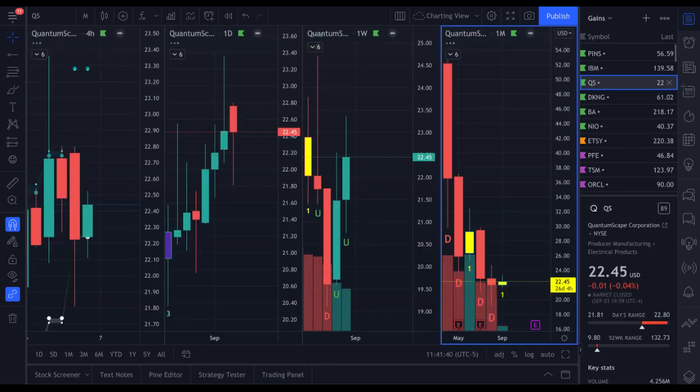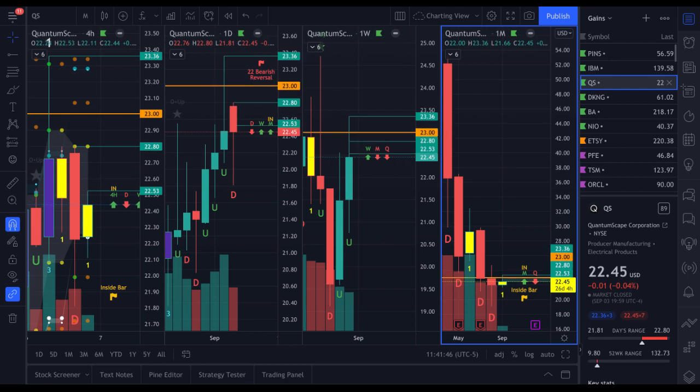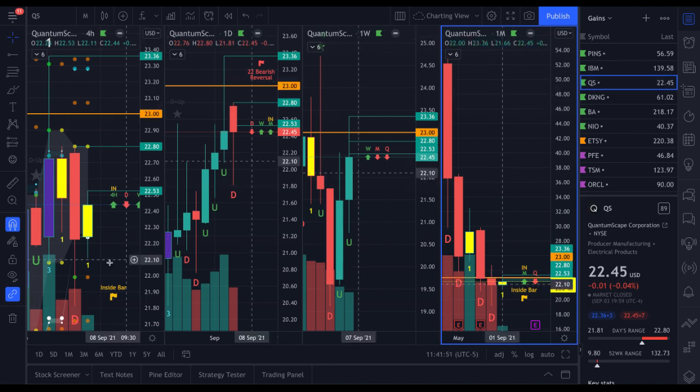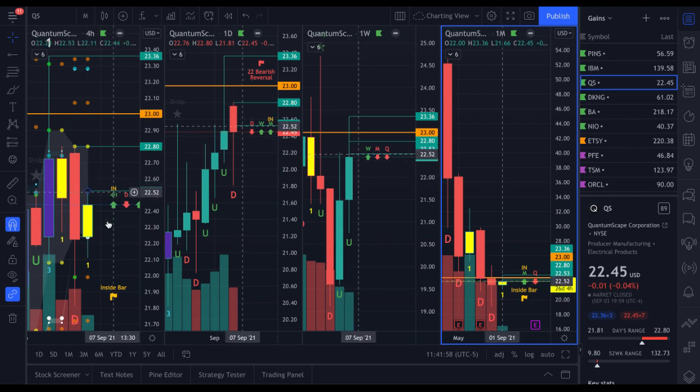Moving on now to QS. In this case, I'm looking for movement to the upside. So let's just start on the 4-hour here. So a 212 bullish reversal. We have a 2 down, an inside candle. We cross the top of this inside candle at 22.53. We target the high of the previous 2 down, which is 22.80. And that is our 212 bullish reversal.